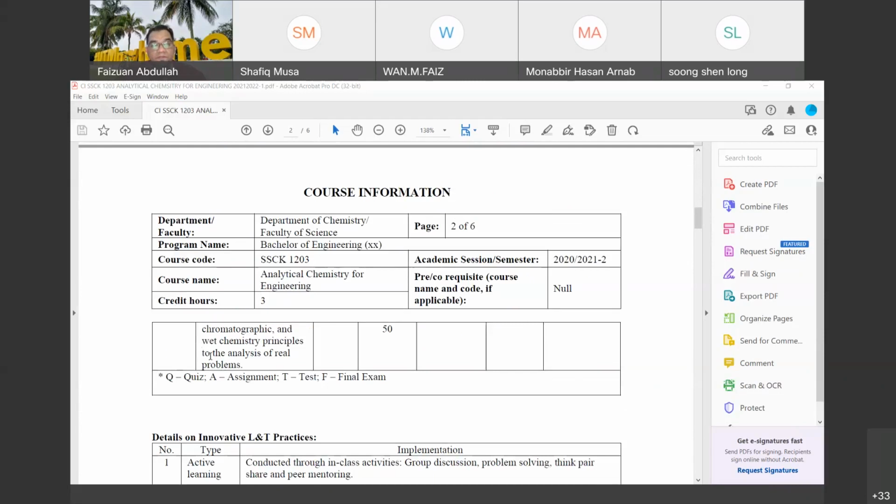Meaning that we will give you examples, and then we will have some activities for you to think about how to use the knowledge of the sampling, sample preparation, right? What is the method that is suitable to use to analyze the sample and so on with the real problem, right? It's like problem-based.